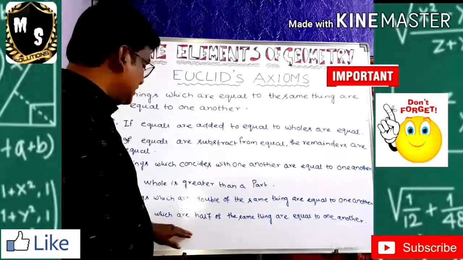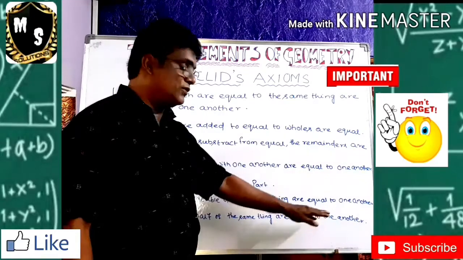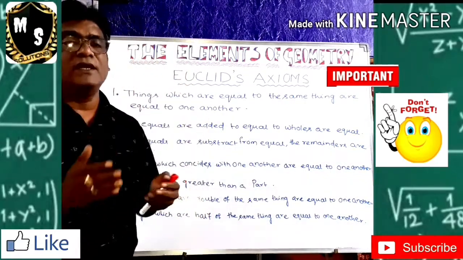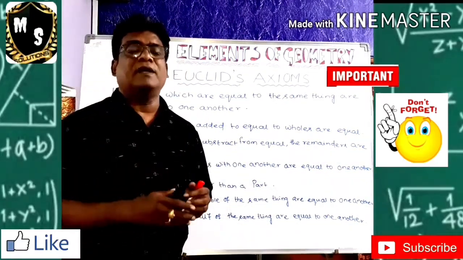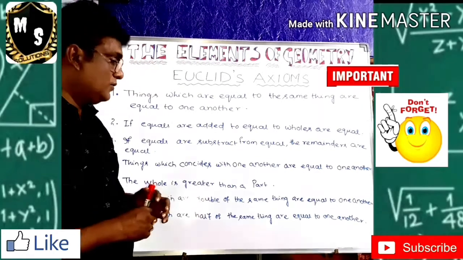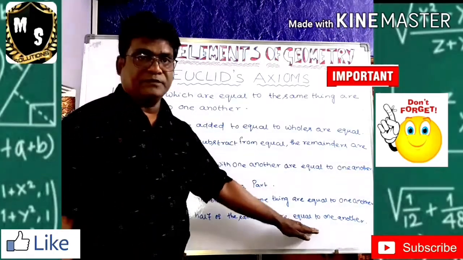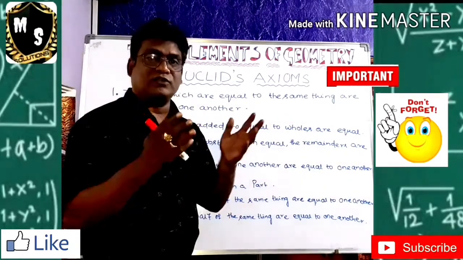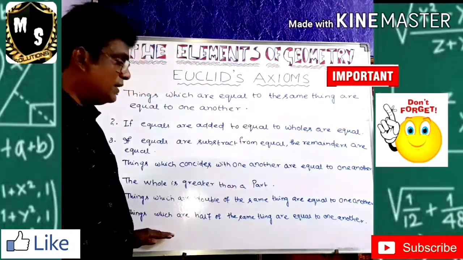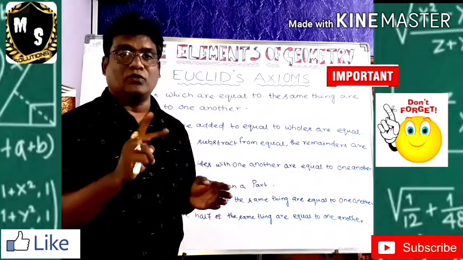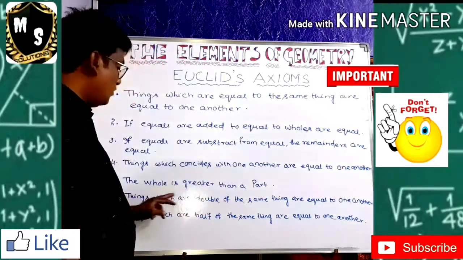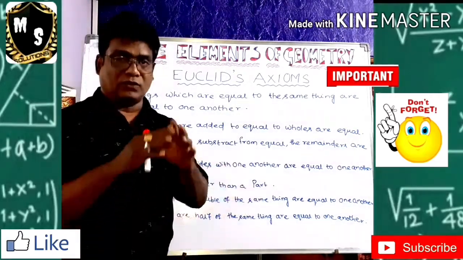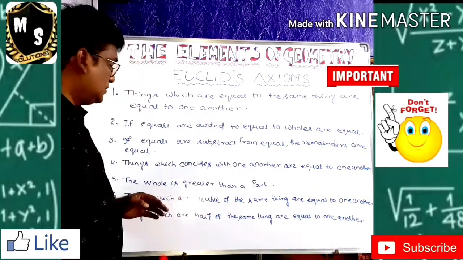Next, things which are half the same thing are equal to one another. Suppose one thing is there, you are making it exactly half, then the 2 parts will be equal to one another, he is saying. If you are making double a thing, then the 2 parts will be equal. If you make half a thing, then from the whole, the 2 parts will be equal. Then the whole is definitely greater than a part.